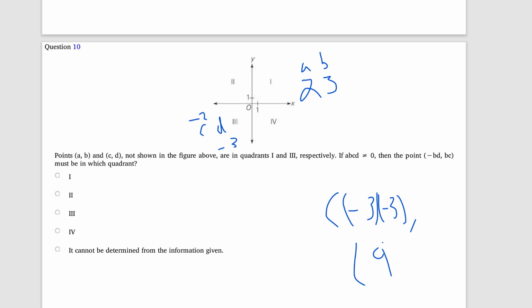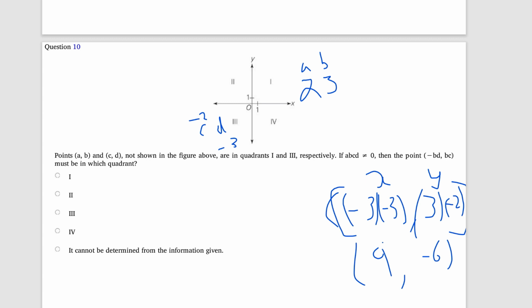And then the next one is BC. B is 3, and C is negative 2. And what is 3 times negative 2? That is, a lot of brackets here, I know, but hopefully that makes sense. That's the x coordinate, that's the y coordinate. Anyway, 3 times negative 2 is negative 6.